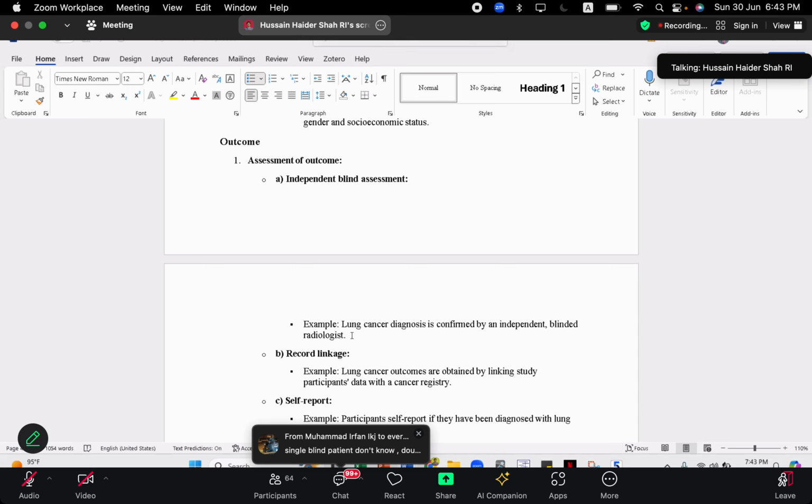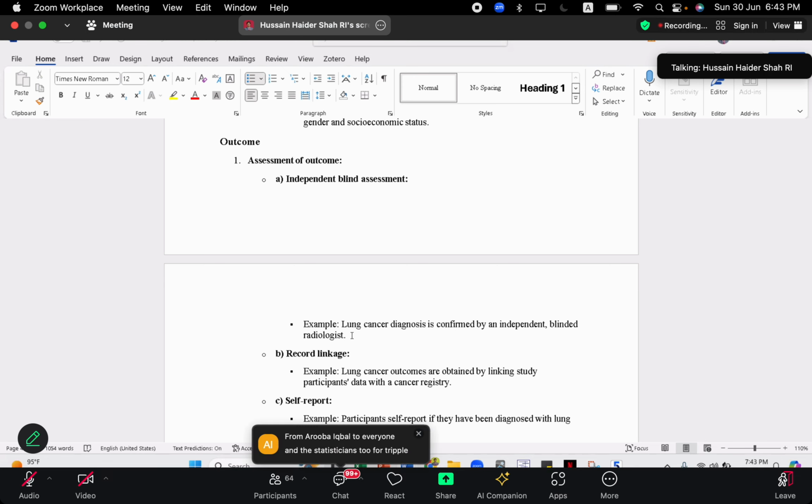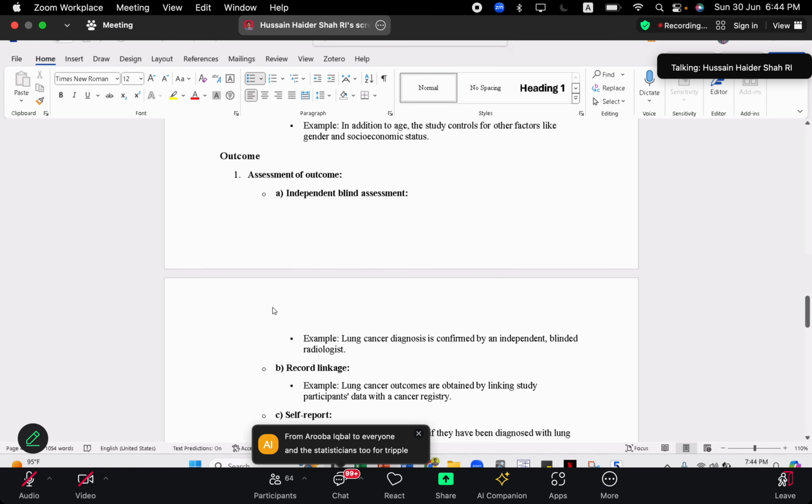Exactly. Thank you so much, Mohammed Irfan, for explaining. Again, there is a terminology called triple blinding. Neither the assessors know, nor the data analysts know. It is called triple blinding. But again, this is a blinding technique. And the statisticians too for the triple blinding. Again, yes, Aruba. So if there is an independent blind assessment of the outcome, we will give it a star. Isn't that harmful to patients? No, it isn't harmful to the patients.